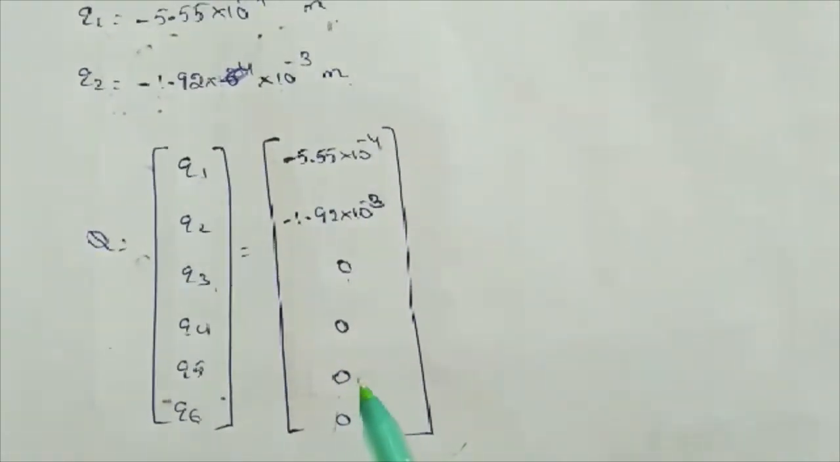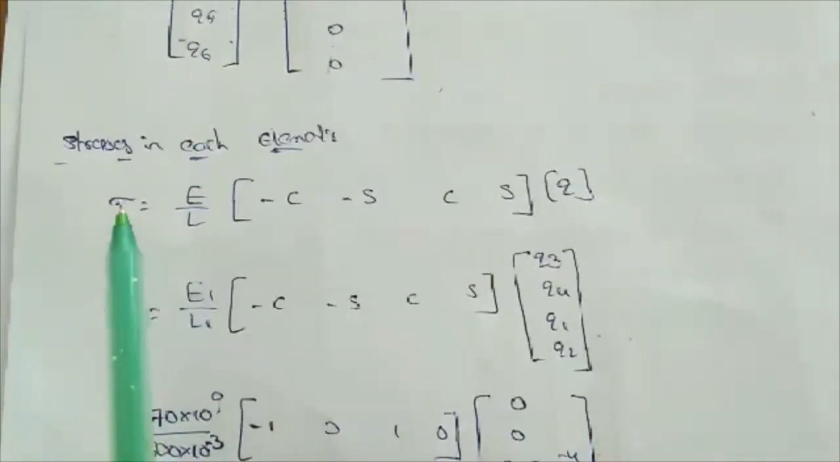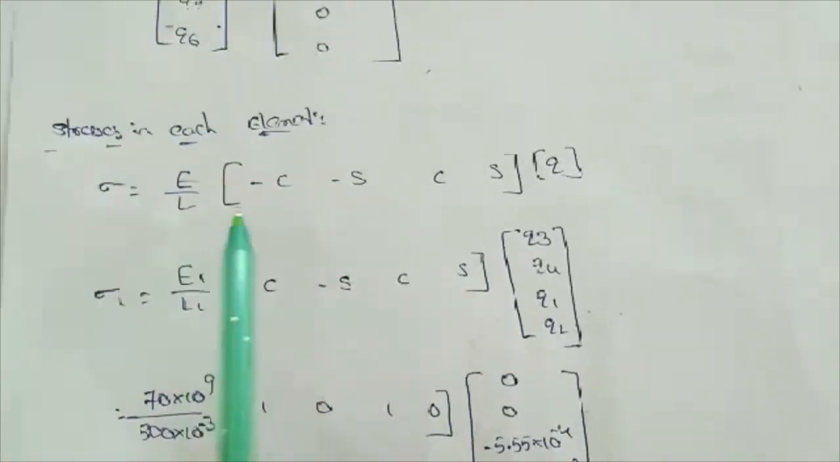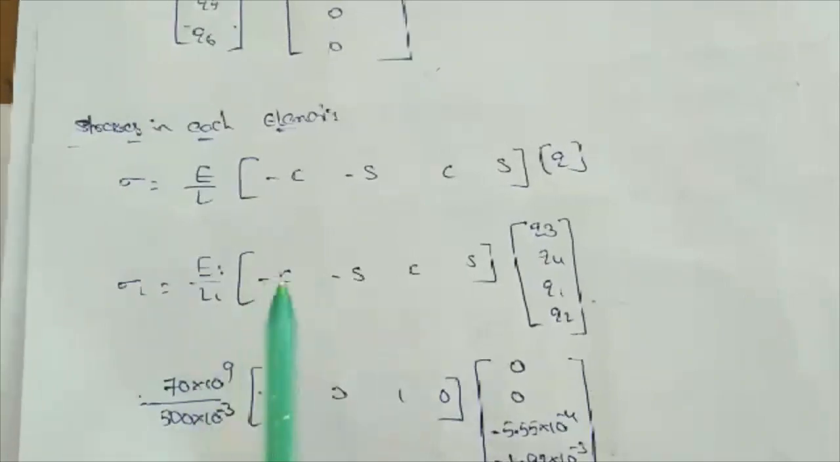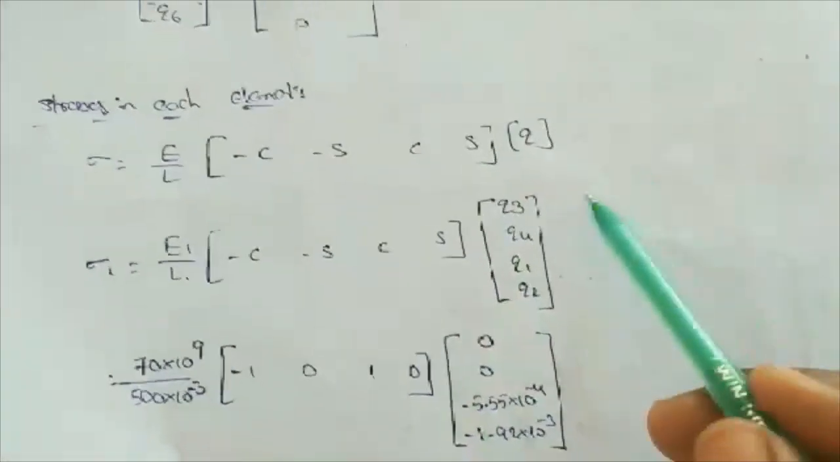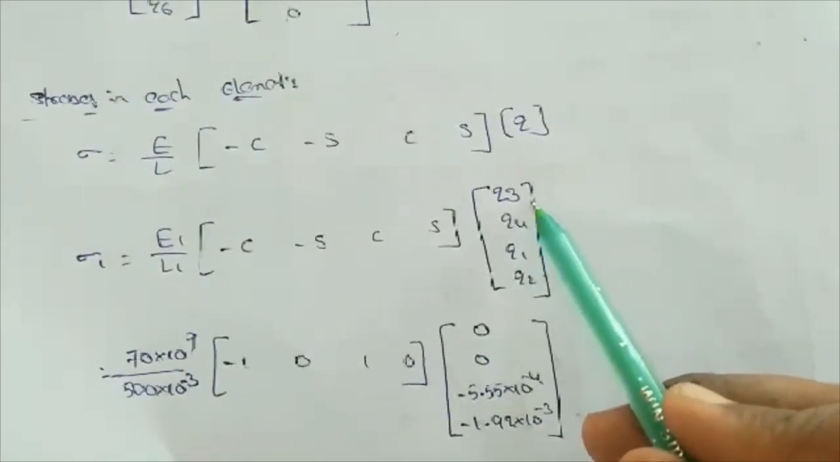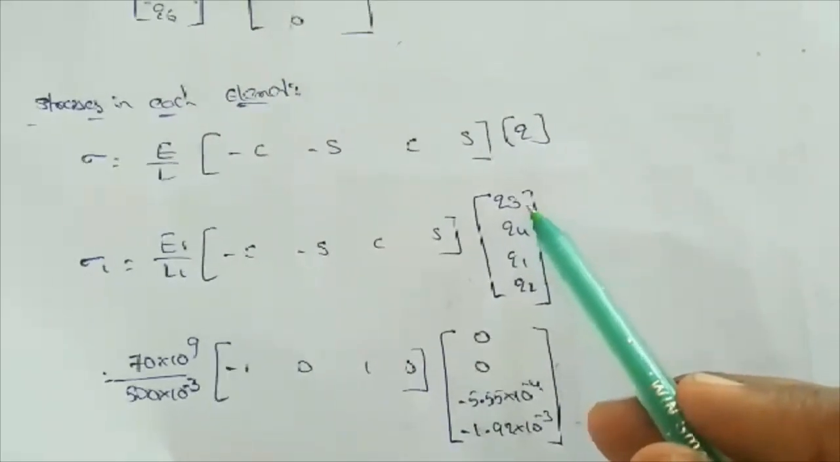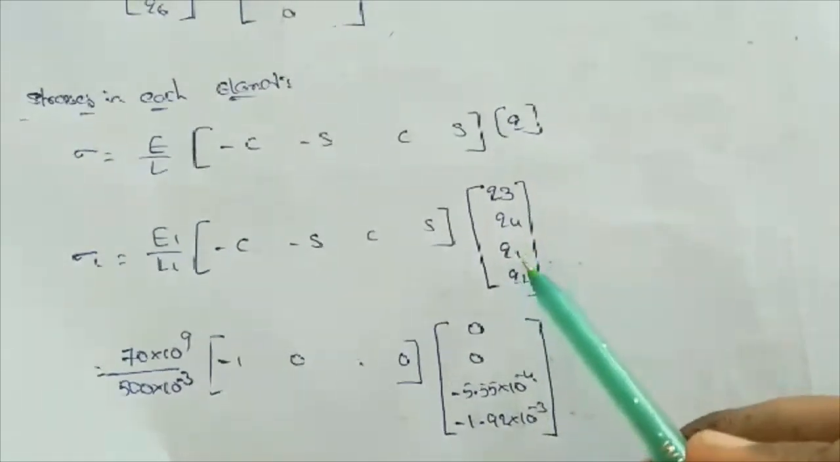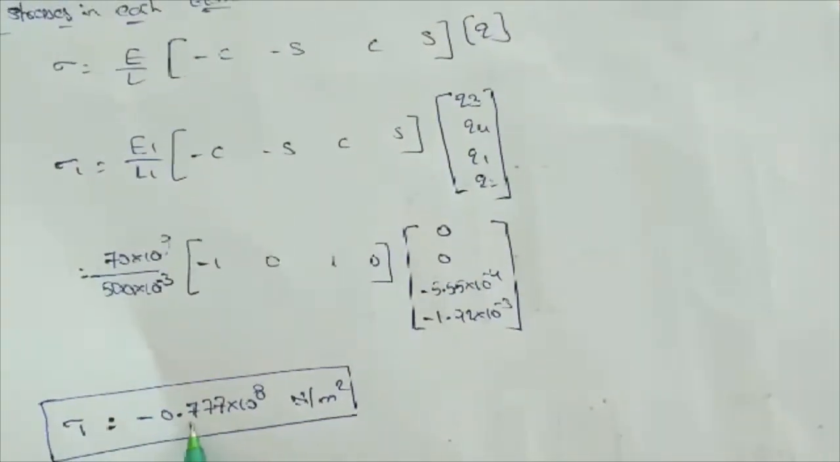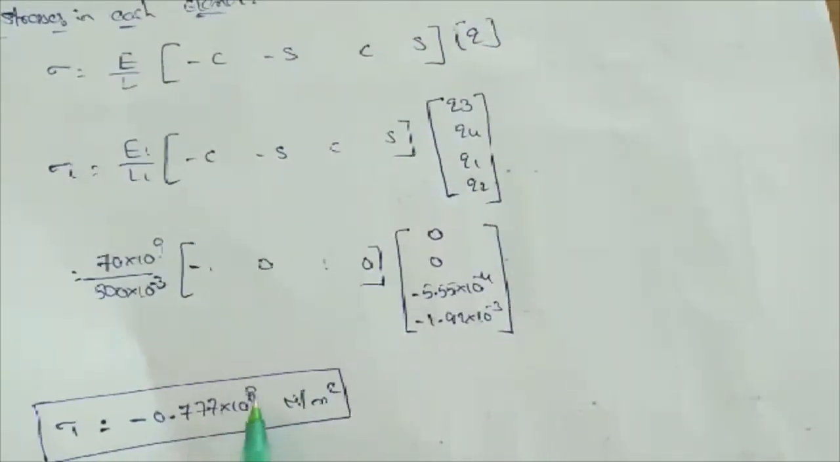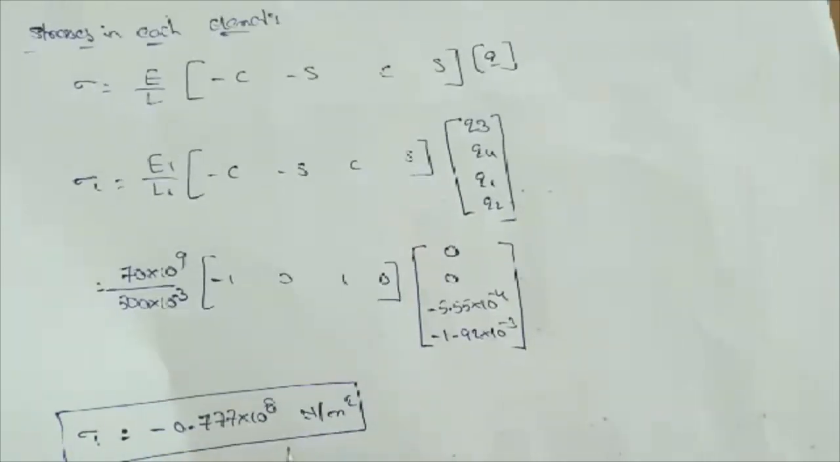Okay, stresses in each element. Stress sigma equals E by L times minus C, minus S, C, S into Q. Here sigma 1 is E1 by L1 times minus C, minus S, C, S. The first element has nodal numbers 2 and 1, with displacements Q3, Q4, Q1, Q2. Then substitute all these values. You will get the value of minus 0.777 into 10 power 8 Newton per meter square. This is the first element stress value.